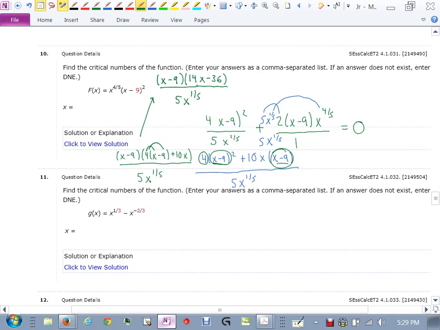Okay, so now what I need to do is set this thing equal to 0. So when I set the top to 0, set x minus 9 to 0, I get 9. Set this to 0, you get x is 36 over 14. Divide everything by, let's say, 2, and you get 18 over 7. So these are two critical numbers. And then we have to look at what might make my denominator 0. And that would happen if x is 0. So x equals 0 is the other critical number.